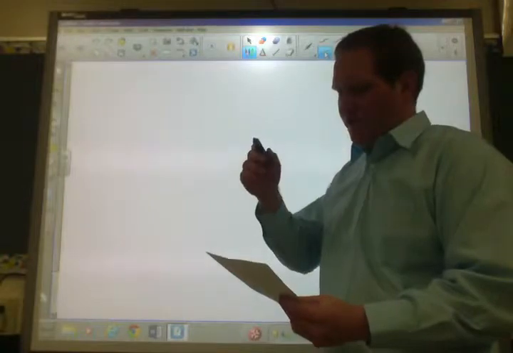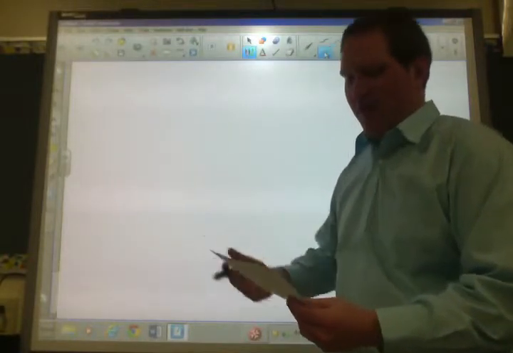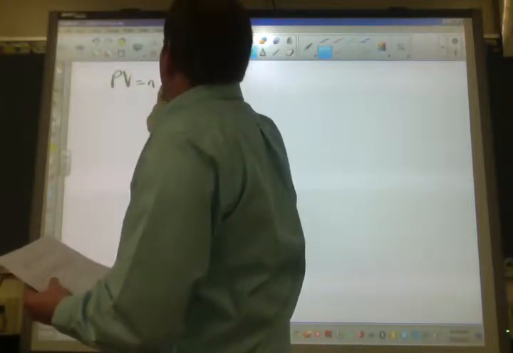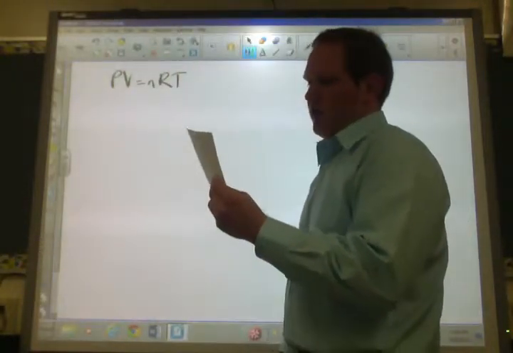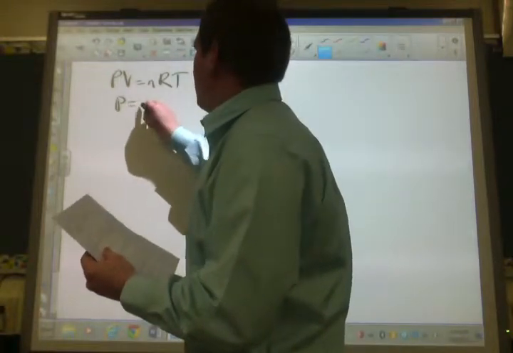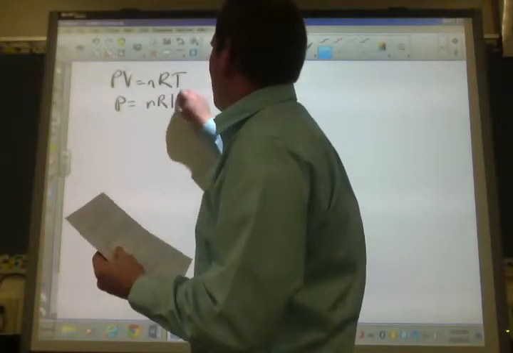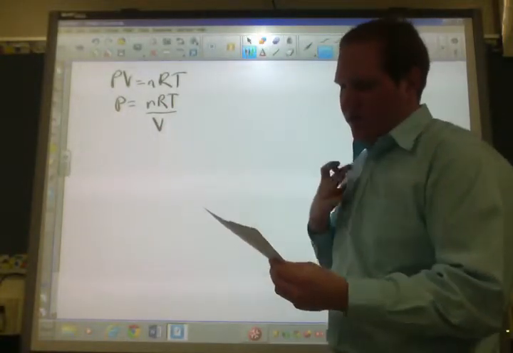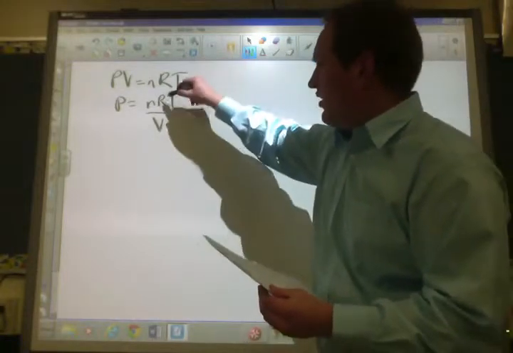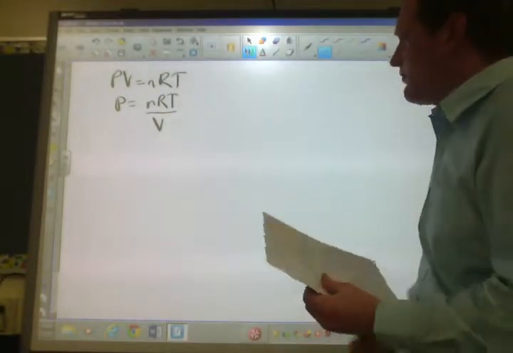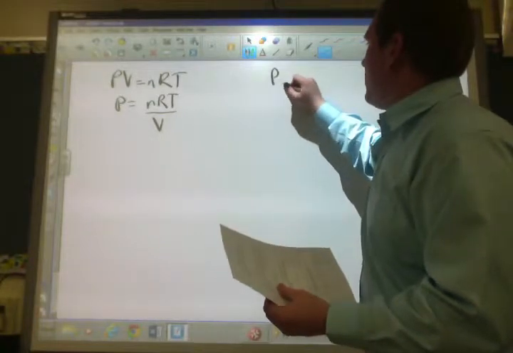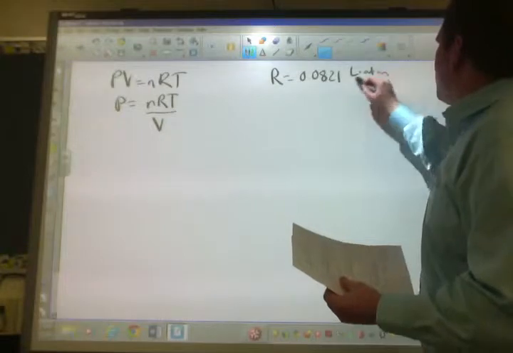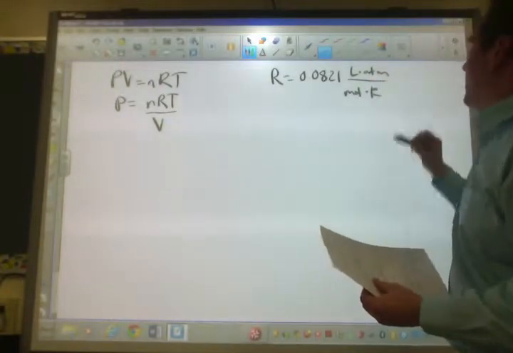So I'm given volume, moles, and temperature, and I'm looking for pressure. So this is a simple PV equals nRT problem. We're solving for pressure, so pressure equals nRT over V. We just have to make sure that the units we plug in fit our R value. So just to recall, R equals 0.0821 liters atmospheres over moles Kelvin.